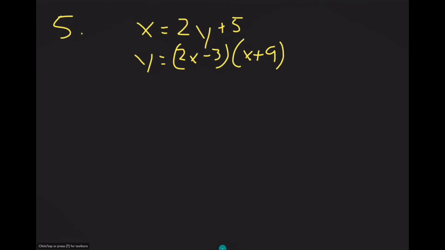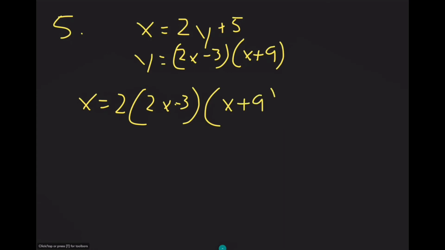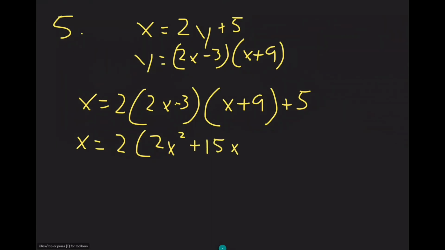So you can combine the equations in either way, but I'll combine y equals 2x minus 3 times x plus 9 into x equals 2y plus 5. So x equals 2 times 2x minus 3 times x plus 9 plus 5. Alright, so when you multiply 2x minus 3 times x plus 9 together, you get 2x squared plus 15x minus 27.